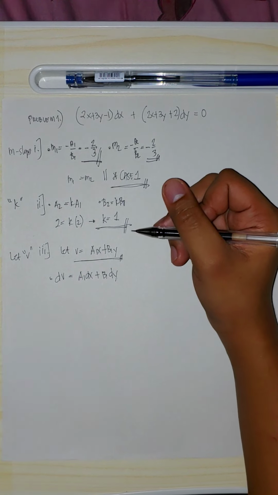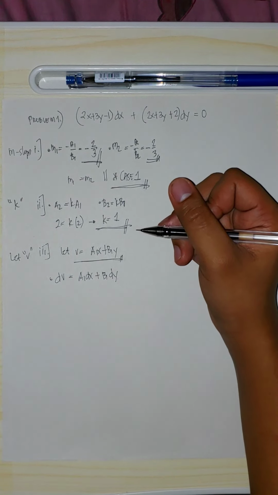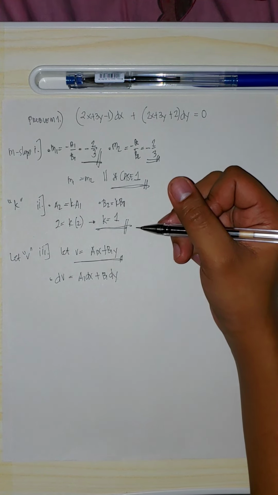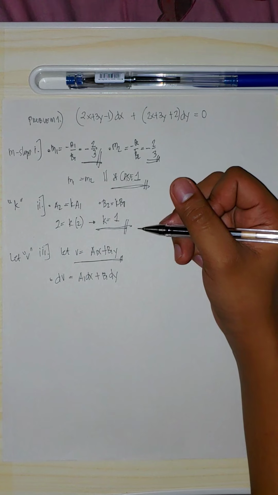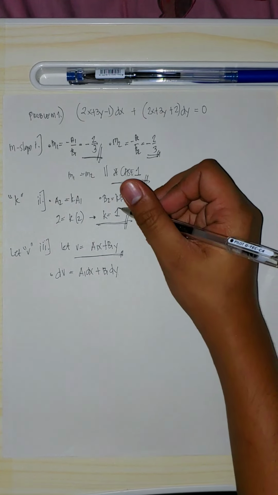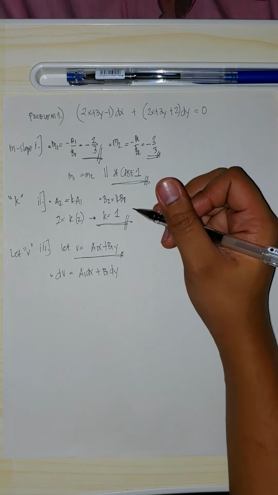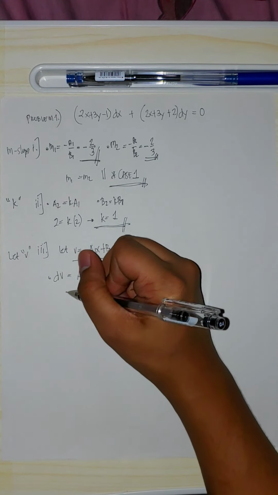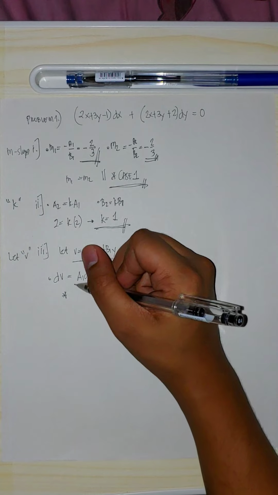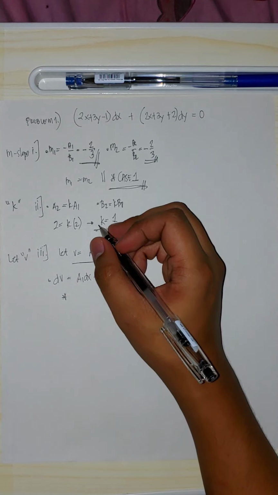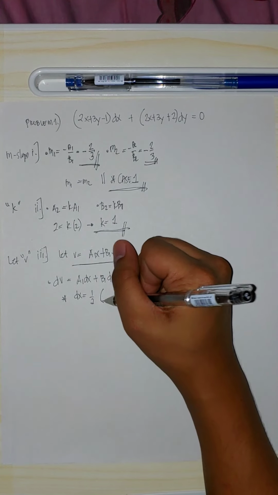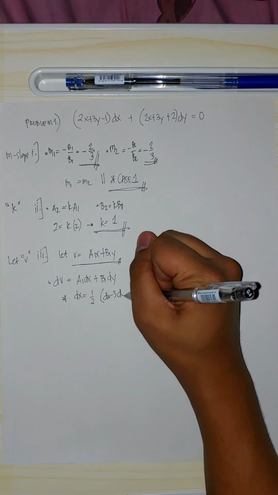And then, unsa may next na to buhaton? Having our first problem number 1. So, sa example sa inyong module, ang gigamit is x. So, sa module, ang iyang gigamit is in terms of x. So, we have the dx is equal to 1/2 times dv minus 3 dy.